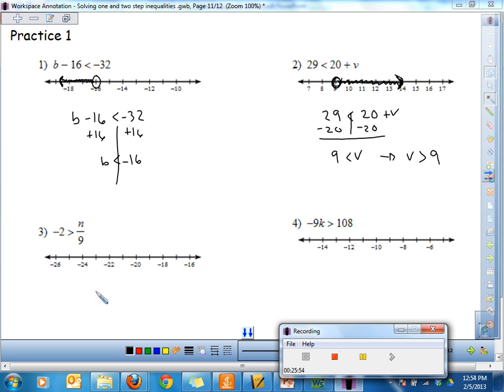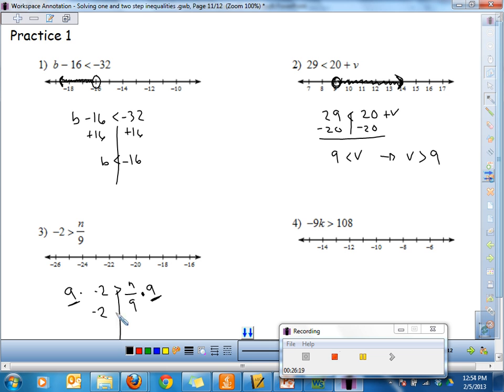Let's talk about this one real quick. We have negative 2 is greater than n over 9. Now, in order to get n alone, I have to undo divide by 9, so I'm going to multiply both sides by 9. Now, a common mistake that a lot of students make is they think, oh, I'm multiplying negative 2 times 9, so I have to flip the sign. No, you're multiplying by a positive 9. You do not need to flip the signs.